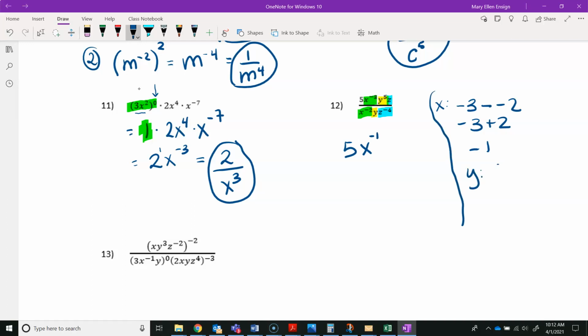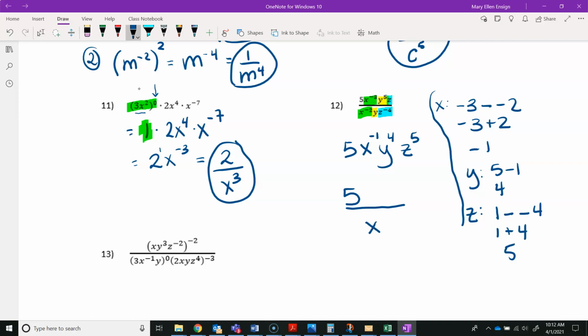Y, 5 minus 1, right? There's a 1 on that y, not so hard. That's 4. Z, 1 minus -4 is 1 plus 4, or 5. And then I switch things around so that everything is a positive exponent. So 5 stays, x to the first goes down to the bottom. I can write the 1, I don't have to. Y to the 4th stays, z to the 5th stays.